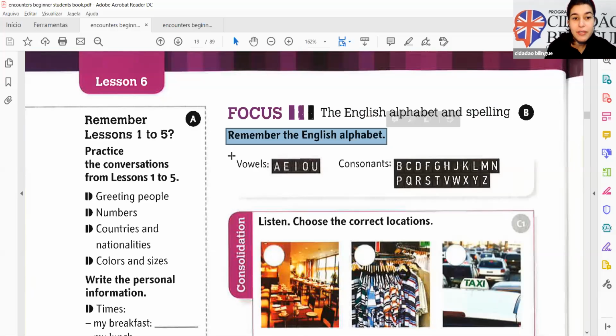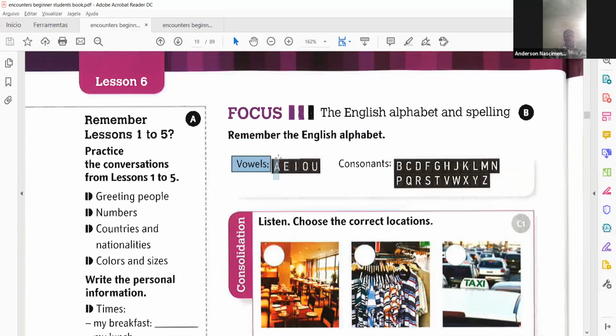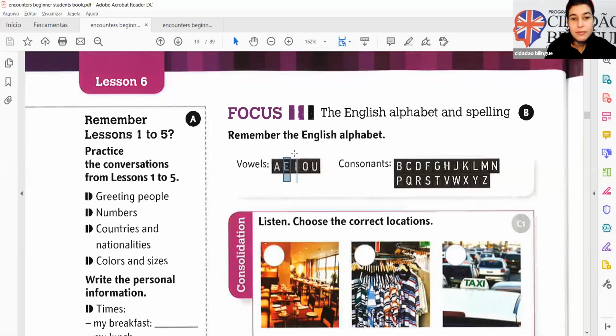Okay, we have the vowels, which are A, E, I, O, and U. Okay, A, E, I, O, and U. Okay, A, E, I, O, U. And we also have the consonants, all right?